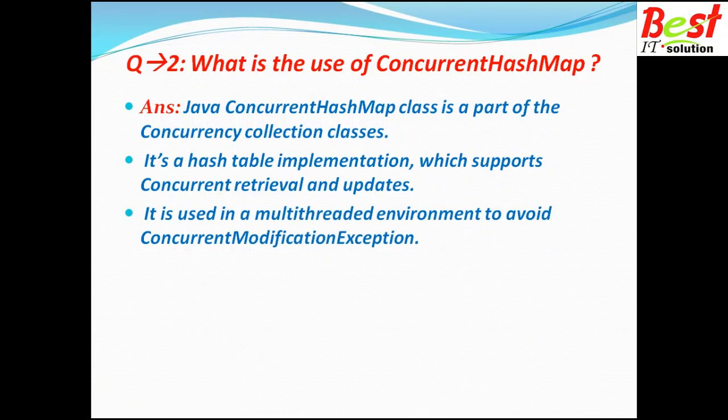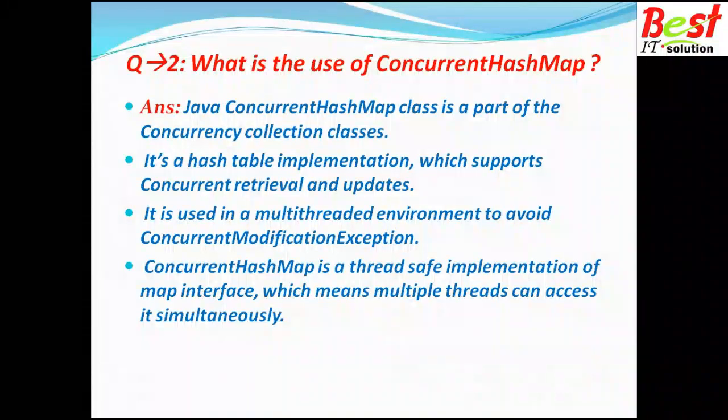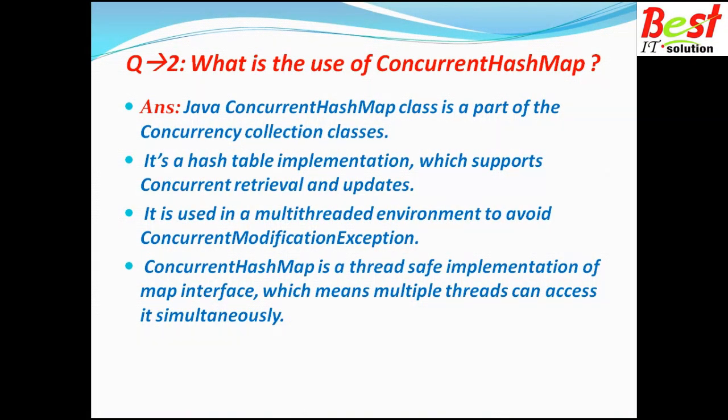So it is used in a multi-threading environment to avoid concurrent modification exception. ConcurrentHashMap is a thread-safe implementation of the Map interface, which means multiple threads can access it simultaneously. Okay, that means multiple threads can access ConcurrentHashMap simultaneously. So this is the advantage of ConcurrentHashMap.